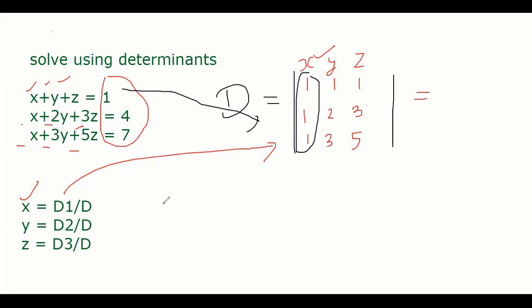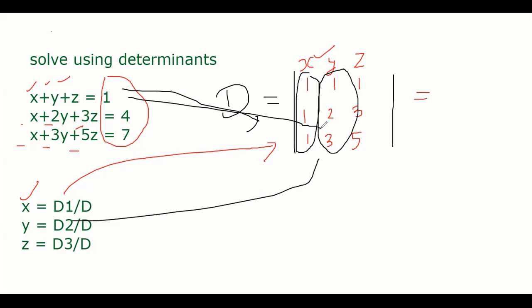क्लियर है? अगर d2 चाहिए replace coefficient of y, 1 2 3, with 1 4 7. और अगर d3 चाहिए replace this, 1 3 5, z coefficient with this. बाकी सब कुछ properties of determinant का लगाना है. That is how you solve any equations using determinants. Clear है?